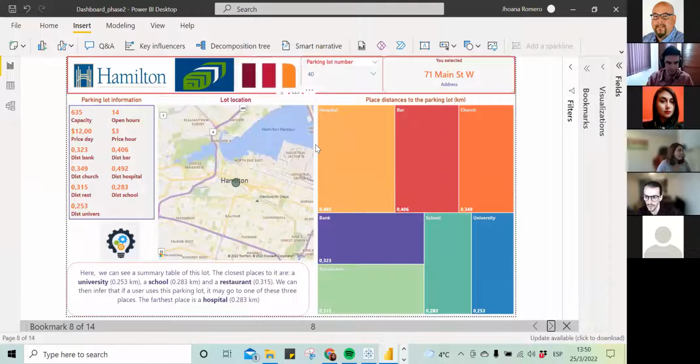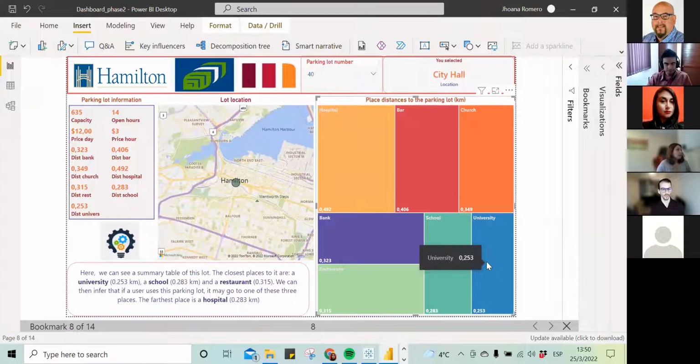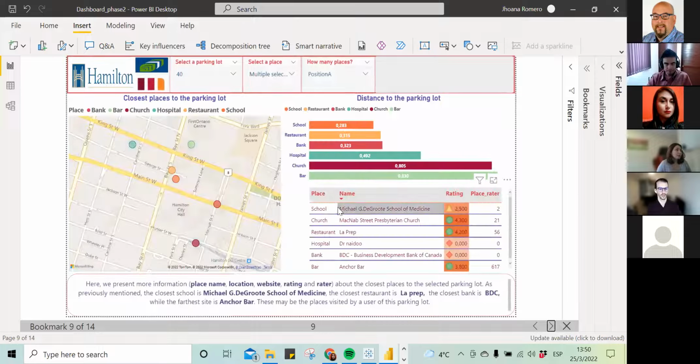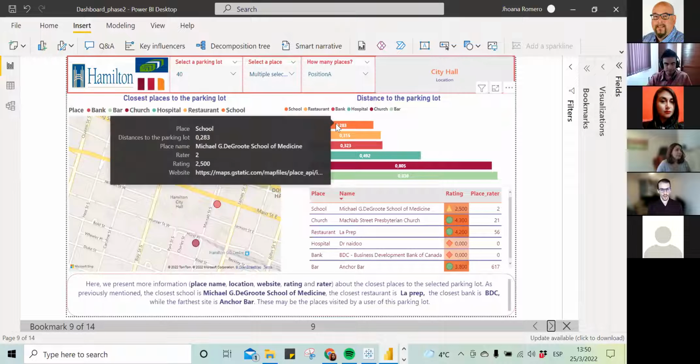Now we are going to show another example for another important parking lot, number 40. Parking lot number 40 is the parking lot with the highest capacity. Here you can see a summary of the important information about this parking lot. In this graph, we can see that university, school, restaurant and bar are the nearest places to this parking lot. In the next slide, we can see the names of those places.